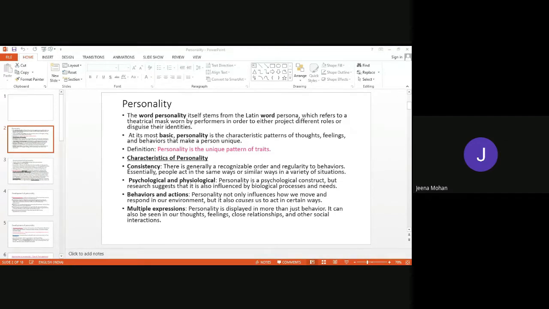We have to observe that particular behavior, which means a careful as well as objective observation of a particular aspect of human behavior is needed.